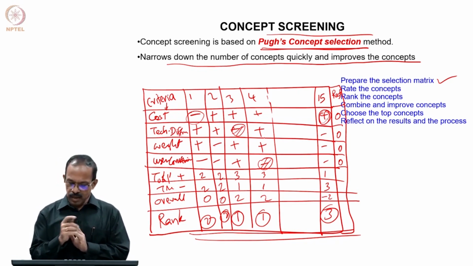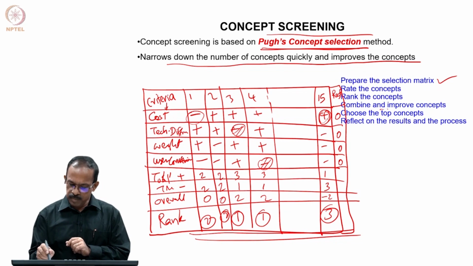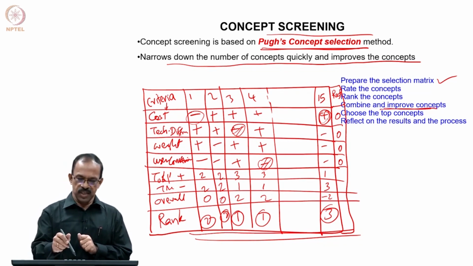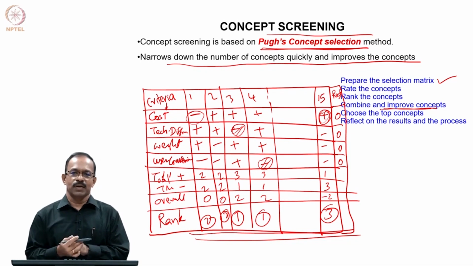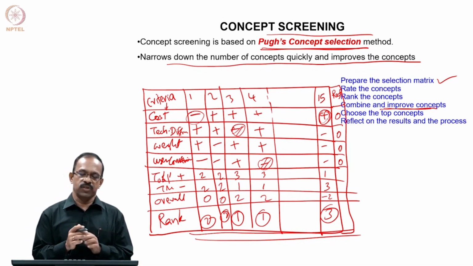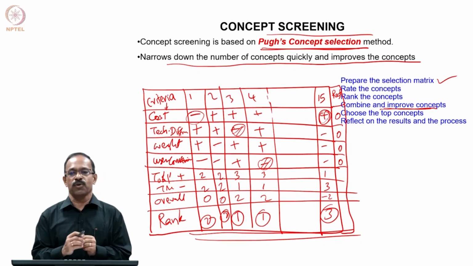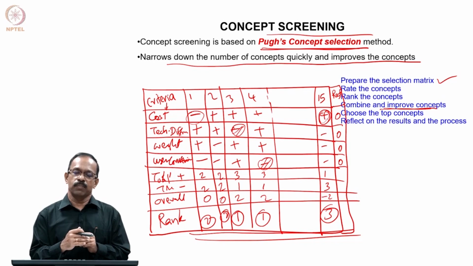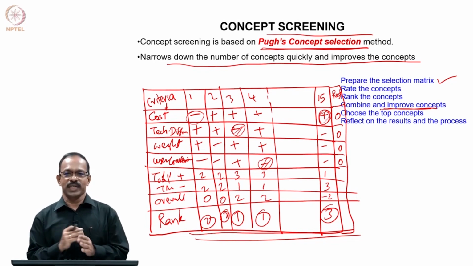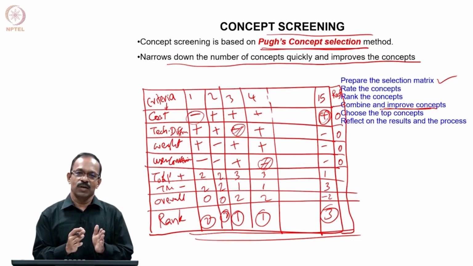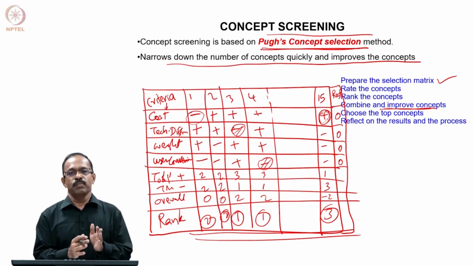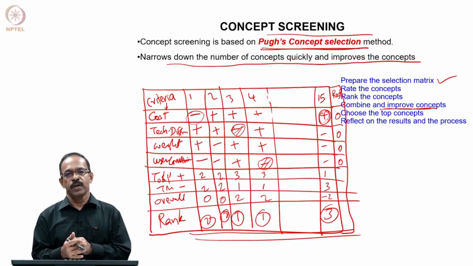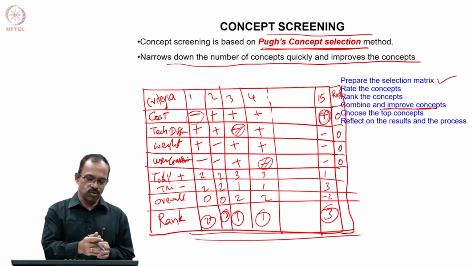That is the combine and improve stage of concept screening. So, concept screening is not only looking at the ranking, but it is trying to find out what feature of the concept is making it attractive or not attractive, and based on that you can modify the concept and make it a better concept. So, it helps the design team to improve the concept based on the criteria.